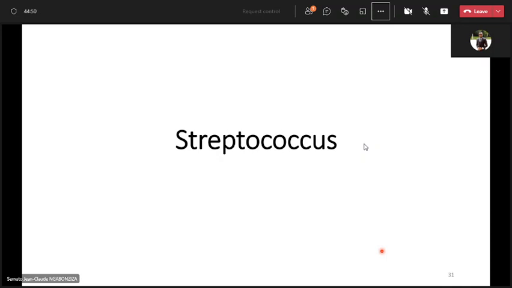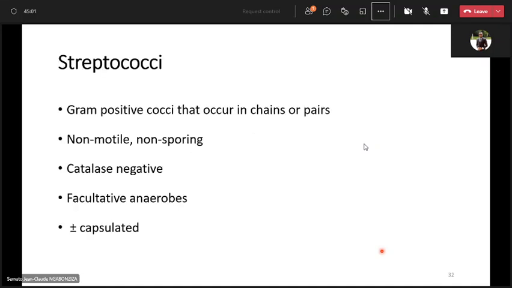The second group of bacteria is Streptococcus, which is also a gram-positive cocci. It is different from the irregular grape-like clusters of Staphylococcus; Streptococcus have this chain morphology.